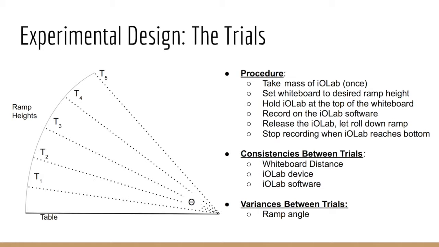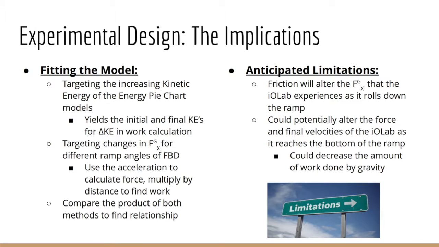Between each trial, the IO lab device and software, as well as the distance it traveled down the whiteboard, remained consistent. To use this experimental design to fit our models, we'll be targeting the increasing kinetic energy of the energy pie chart models. This yields the initial and final kinetic energies for the work calculation. We will also be targeting changes in the force of gravity in the x direction for different ramp angles in the free body diagram. Here we'll use the acceleration to calculate force and multiply by the distance to find the work, and then we'll compare these two methods.